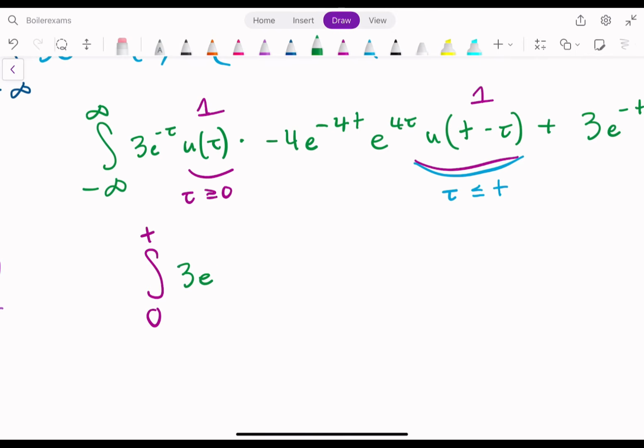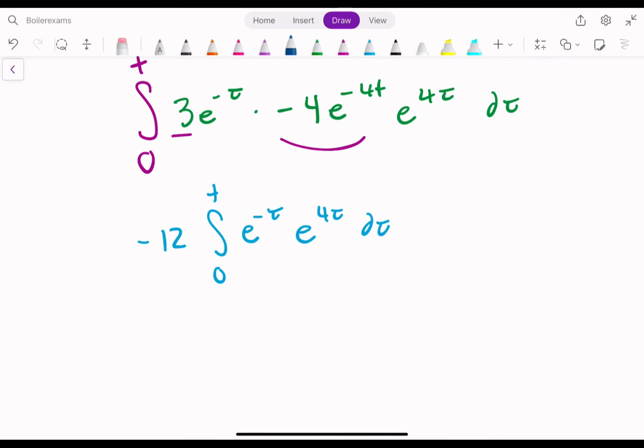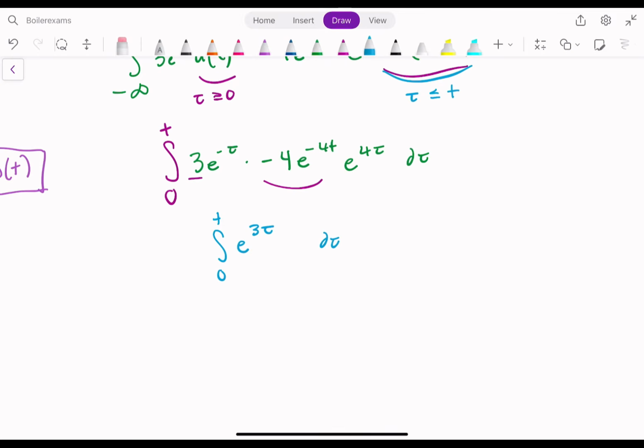So now we have 3e negative tau times negative 4e to the negative 4t e to the 4 tau d tau. And I'm going to remove the constants here, so negative 4e to the negative 4t, because we're integrating with respect to tau. That can go out, and 3 can go out too. And so we will have negative 12 integrated from 0 to t of e to the negative tau multiplied by e to the 4 tau d tau. We can combine these two exponents here since they're multiplied together. So it's going to be equal to 4 tau minus tau. That will be 3 tau. And then from here, I made a mistake. This needs to be negative 12e to the negative 4t.